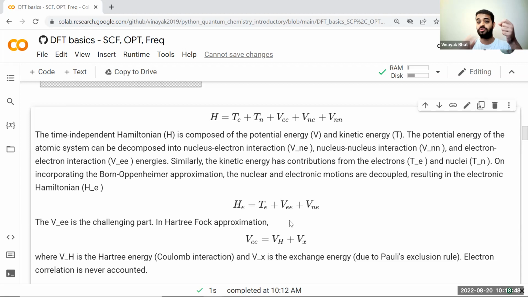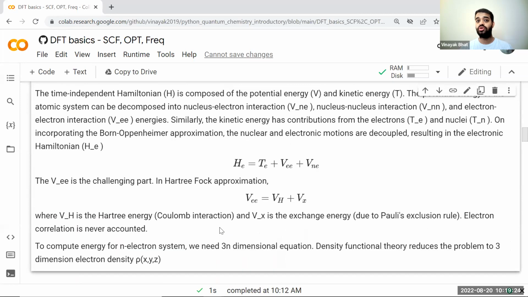Okay, so if you consider the Hartree-Fock approximation, that's one way of solving the Schrodinger equation, which says that you can have the Coulombic type of interaction, which is called the Hartree interaction, and also the exchange interaction. This is because of Pauli's exclusion rule, which says that two electrons of the same spin can never occur at the same place at the same time. So because of that, you have something called exchange energy.